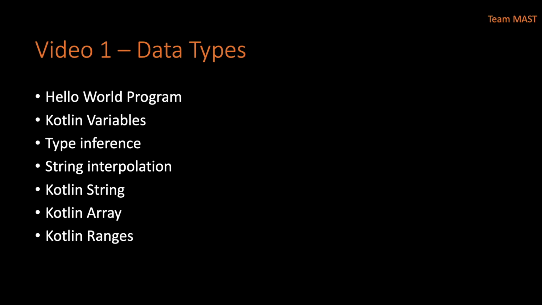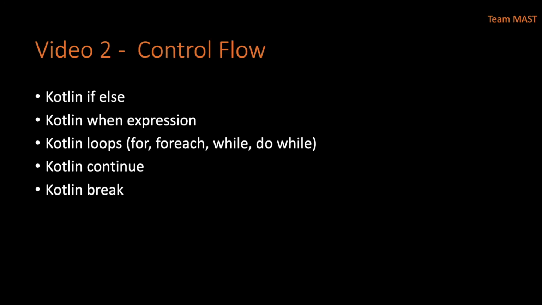In the first video, I'll show you how to write a simple hello world program, and then we'll move over to writing variables. We'll learn about the type inference property. We'll create strings and learn about the string interpolation property. We'll get to know how to create arrays and how to use Kotlin ranges. In the next video, I'll show you how to use conditional statements like if else, when expressions, loops, and the continue and the break statement.